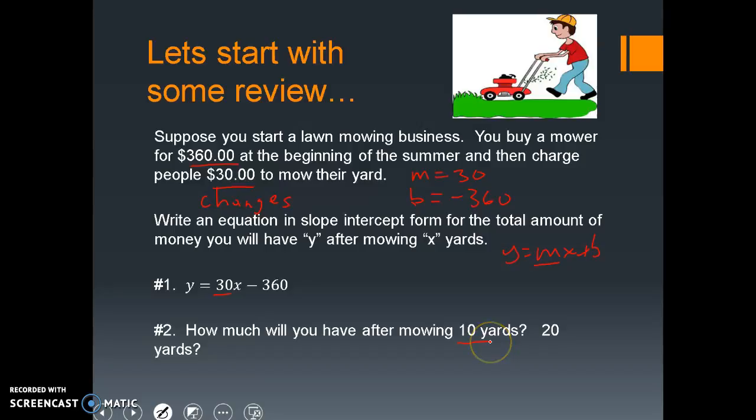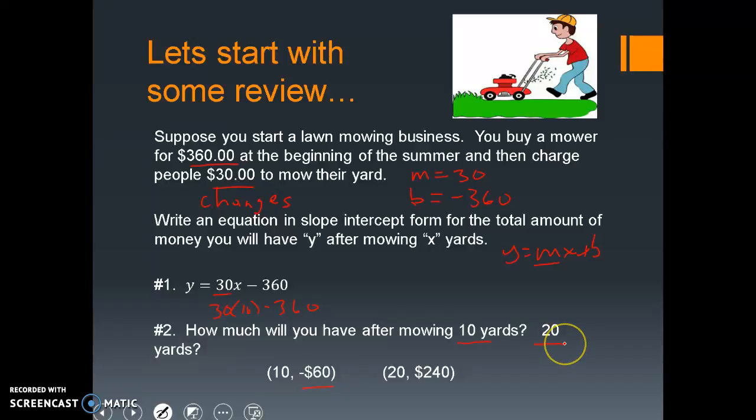So if we want to answer these questions based on our equation, how much money will you have after mowing 10 yards? Well, you would just stick 10 in for x. You would take 30 times 10 minus 360. And 30 times 10 is 300. 300 minus 360 is negative 60. So after mowing 10 lawns, you're going to be negative $60, still in the hole.